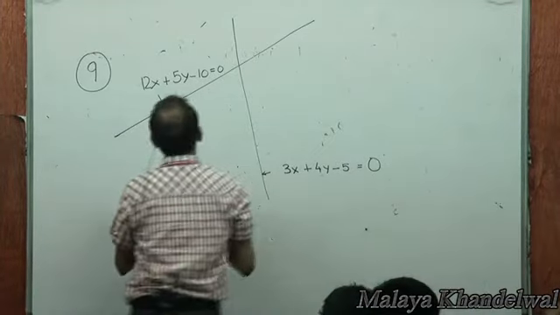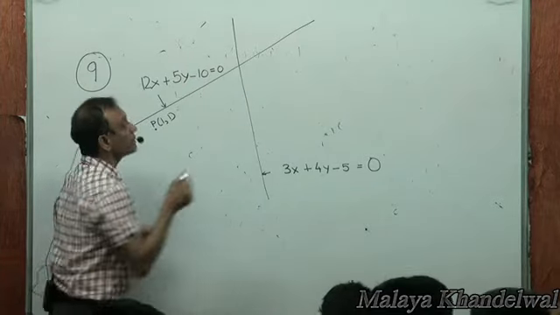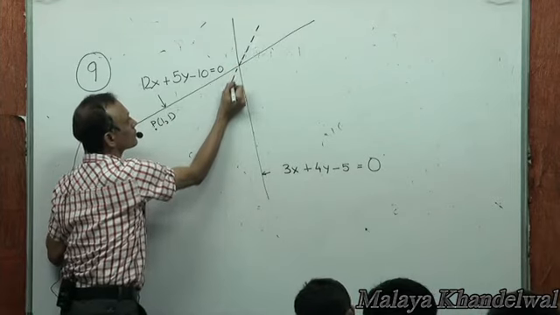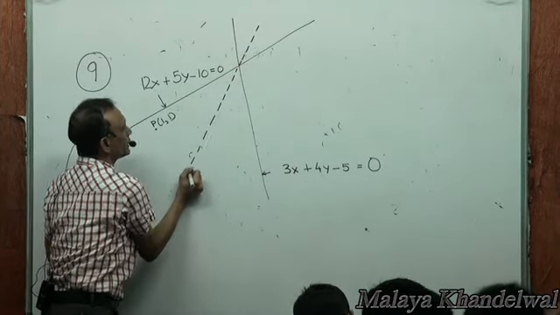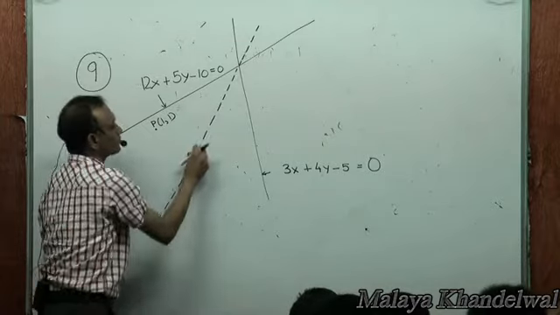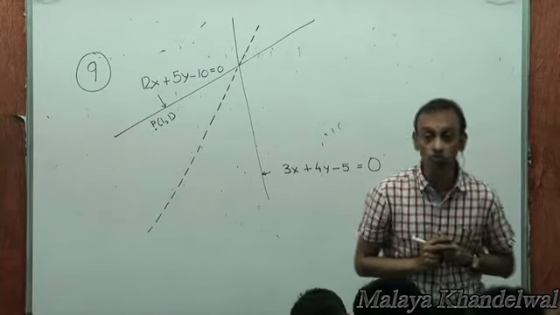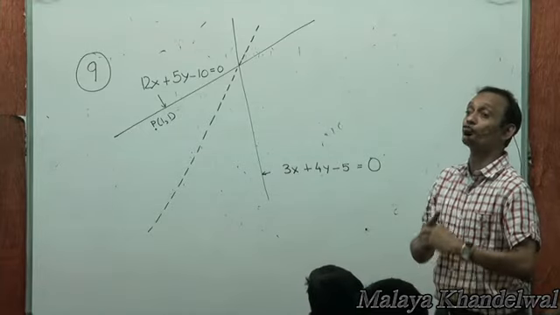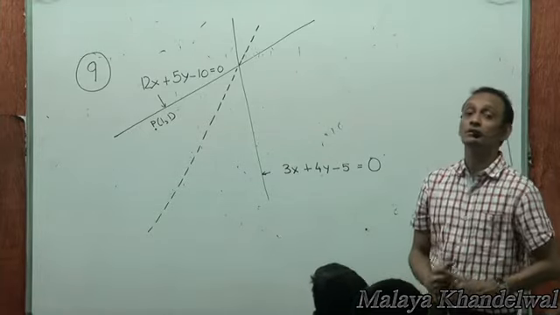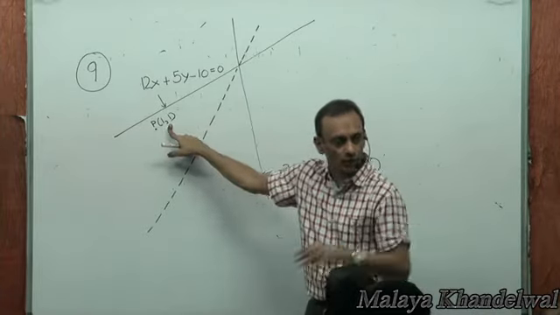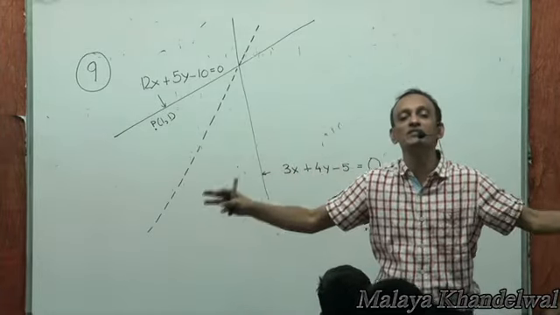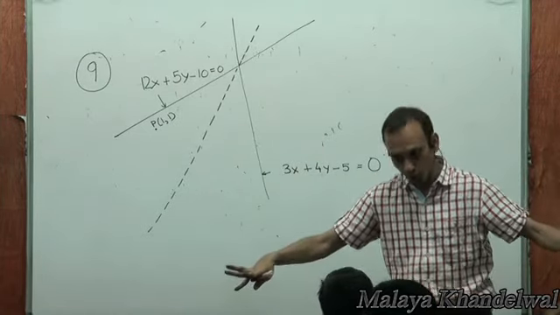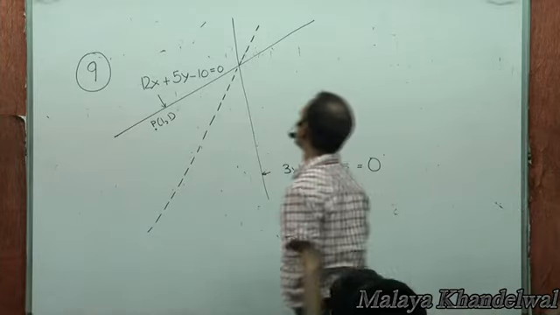Now, of the two angle bisectors between the two lines, there would be one angle bisector passing through the region containing (1, 1). We want to find the equation of the angle bisector passing through the region containing (1, 1). In common parlance, we say find the angle bisector containing (1, 1). It means passing through a region containing (1, 1). Right?